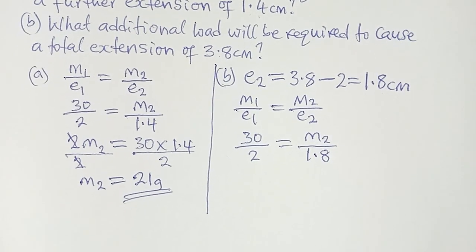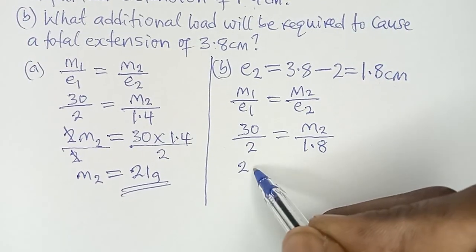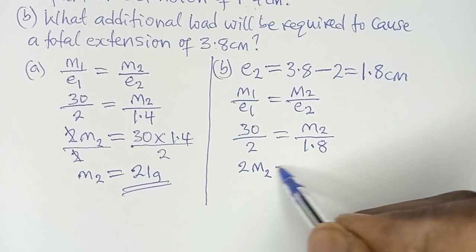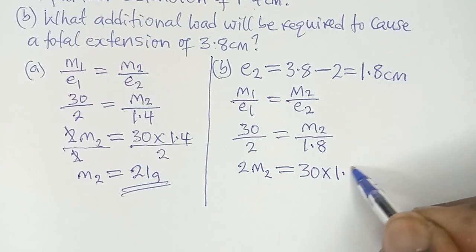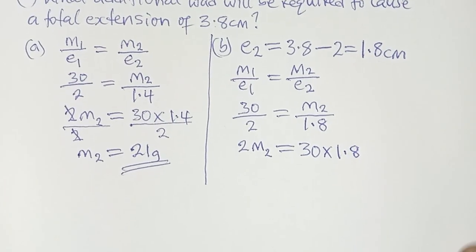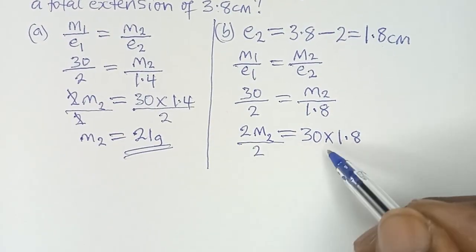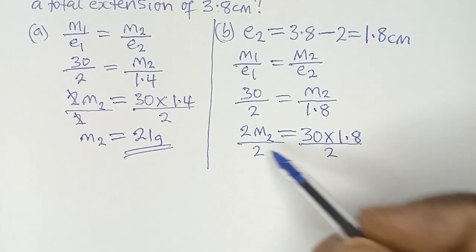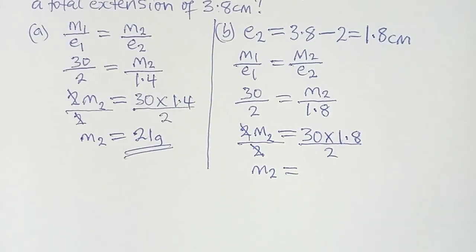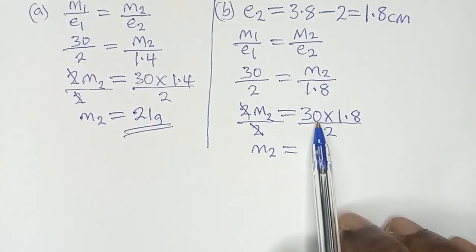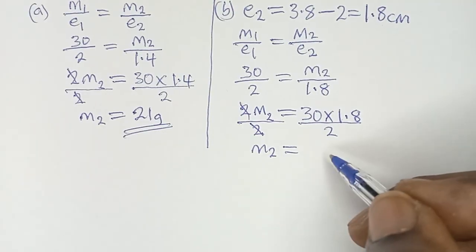So again, we are going to cross multiply. So 2 multiplied by M2 will give me 2 M2, and that will be equal to 30 multiplied by 1.8. So for me to get the value of M2 in this case, I'm still going to divide both sides by 2. So this 2 will cancel 2, and I'm left with M2, and that will be equal to 30 multiplied by 1.8 divided by 2, which will give me 27 gram.